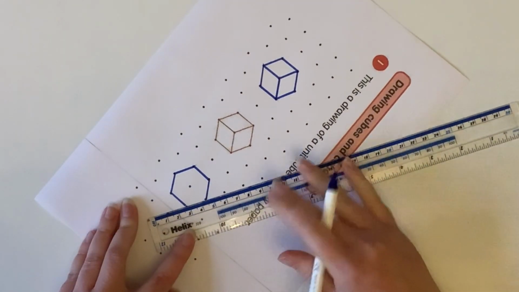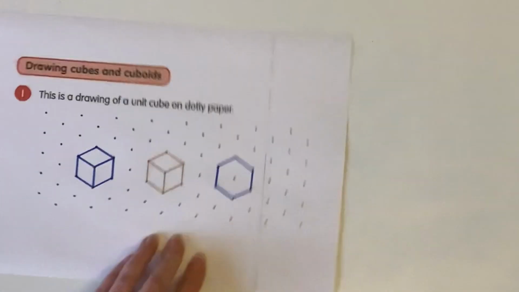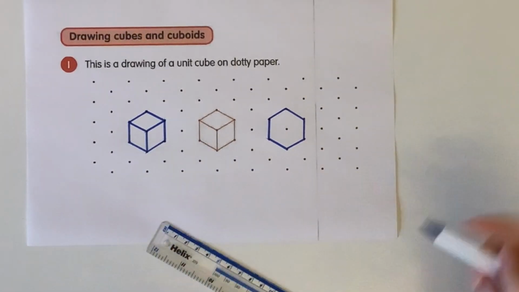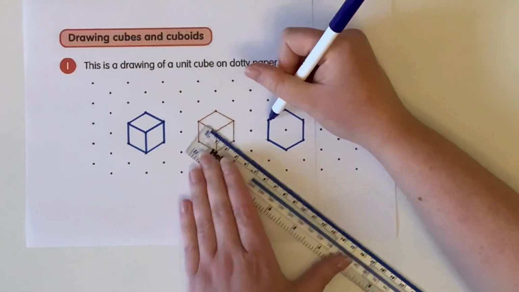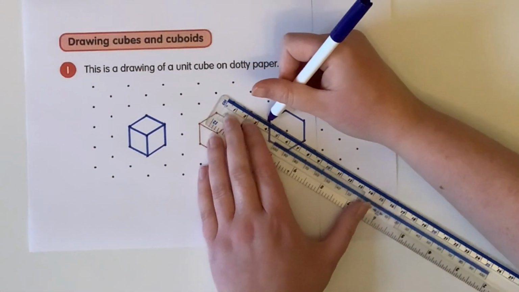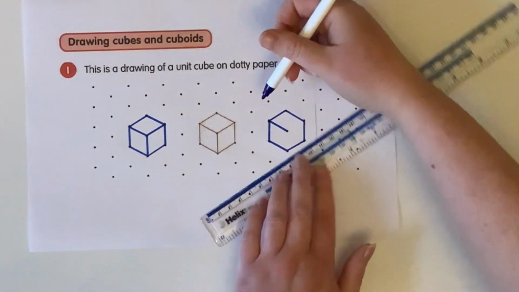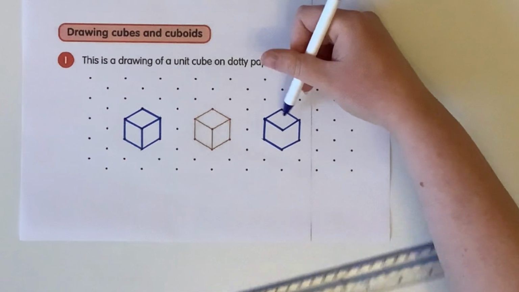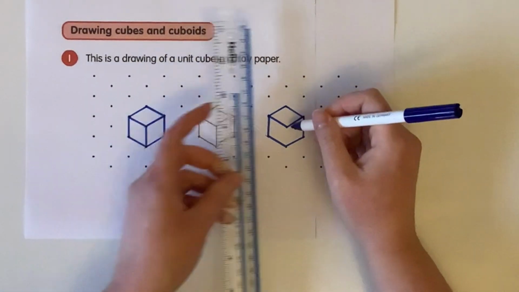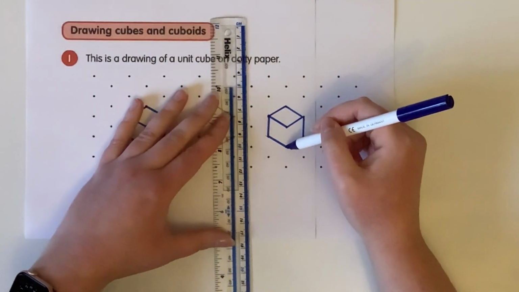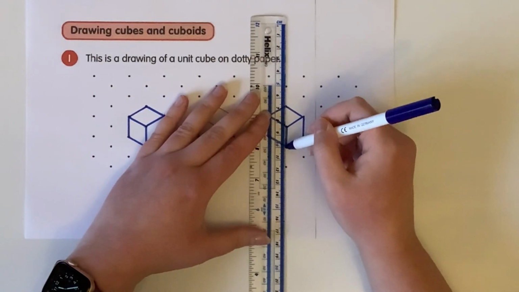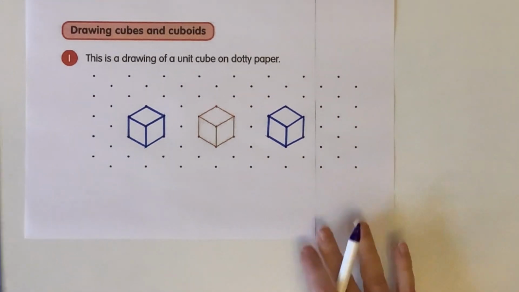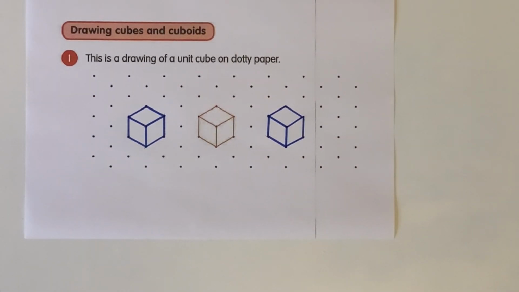One final side. There we go. Okay, so I've got my hexagon. Then what I simply need to do is now I can draw on my faces. So if I connect this dot to the middle dot, and then the middle dot to this dot here, I've then made that kite, my top face. Then I simply just need to go from my middle dot to this bottom dot here, and then I've drawn my cube. Okay, so that's just two ways which you can draw a unit cube on dotty paper.